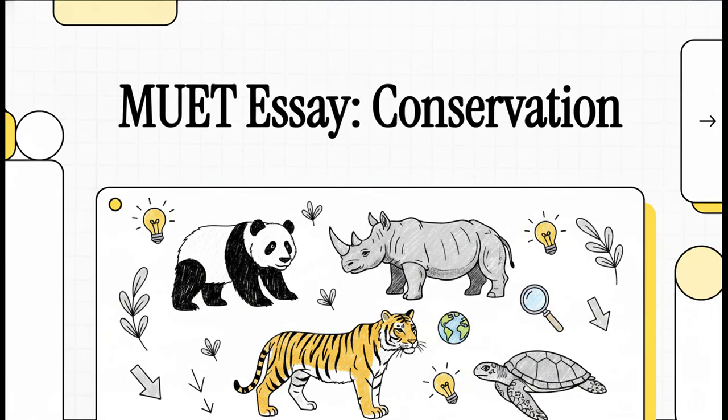Hey everyone, let's dive right into today's explainer and totally demystify the perfect MUET essay structure. Today, we're breaking down a high-scoring piece on an incredibly critical topic, the reality that animals are becoming endangered due to a lack of conservation awareness. We're going to pull apart the architecture of a top-tier essay so you can see exactly how it works, from the very first word to the final period.